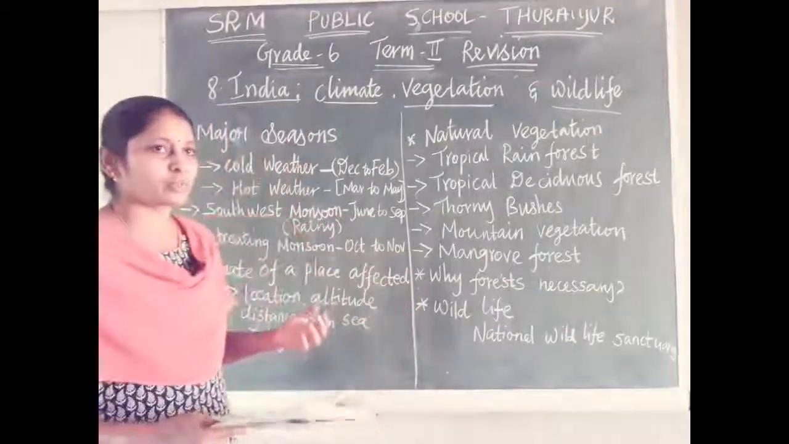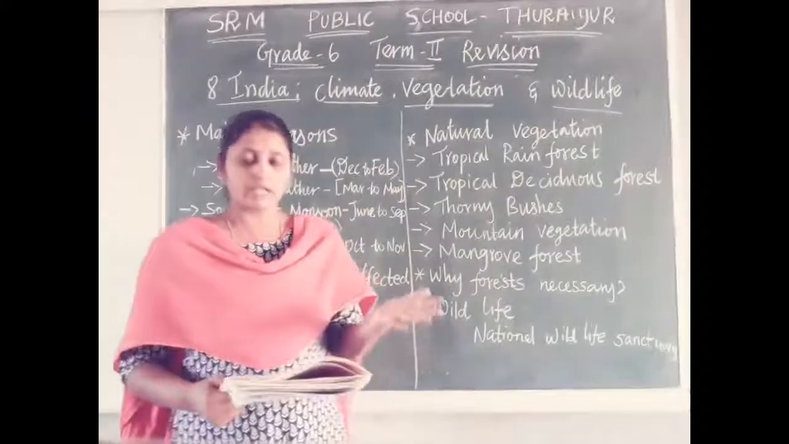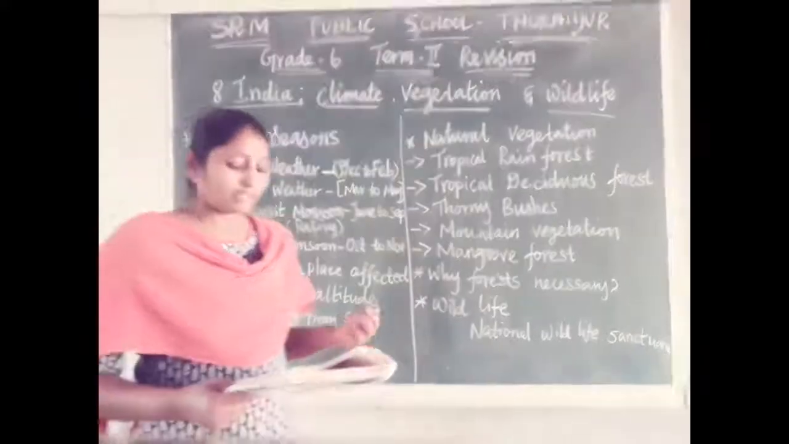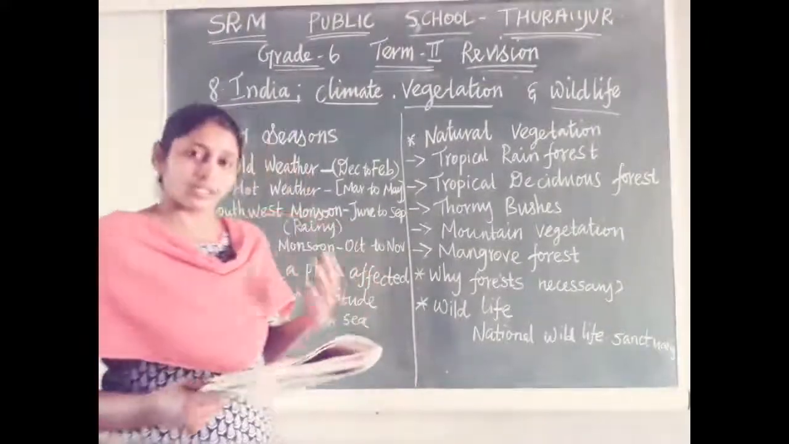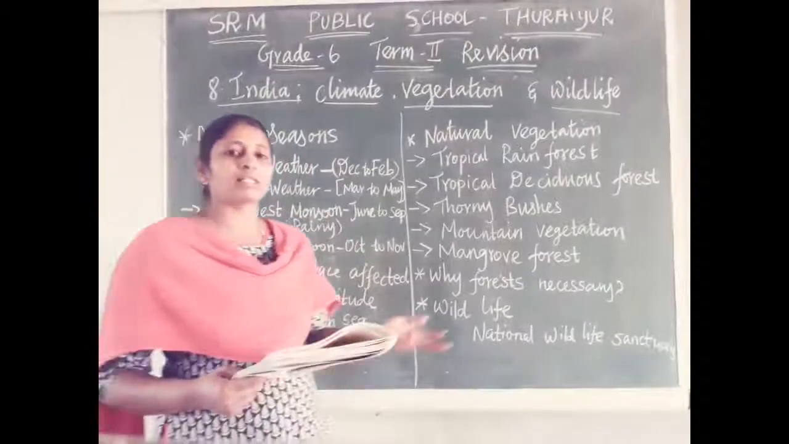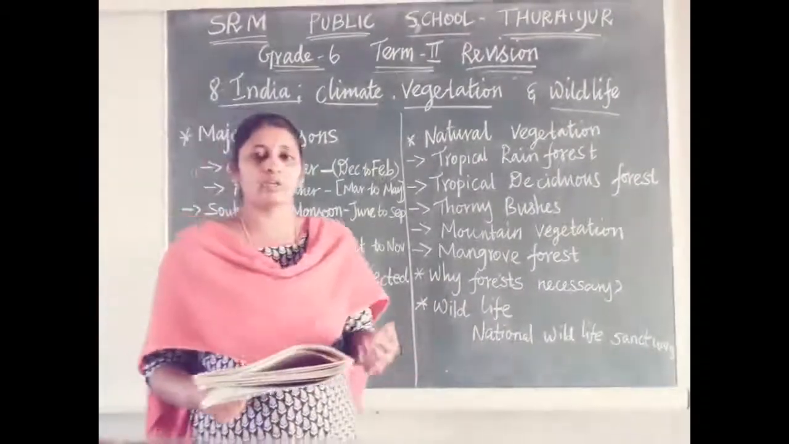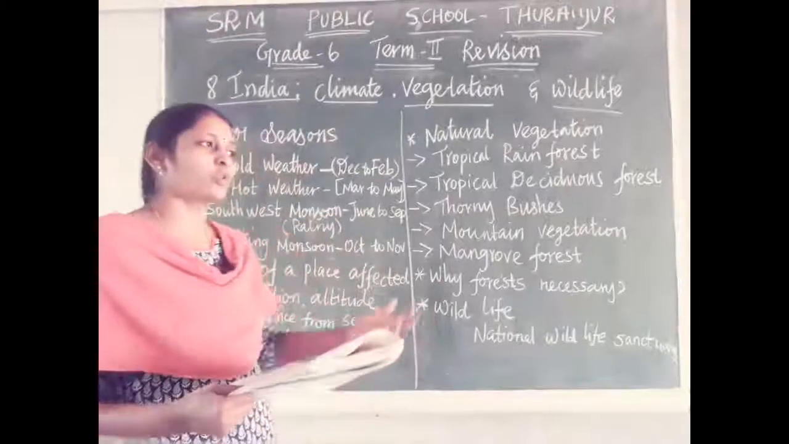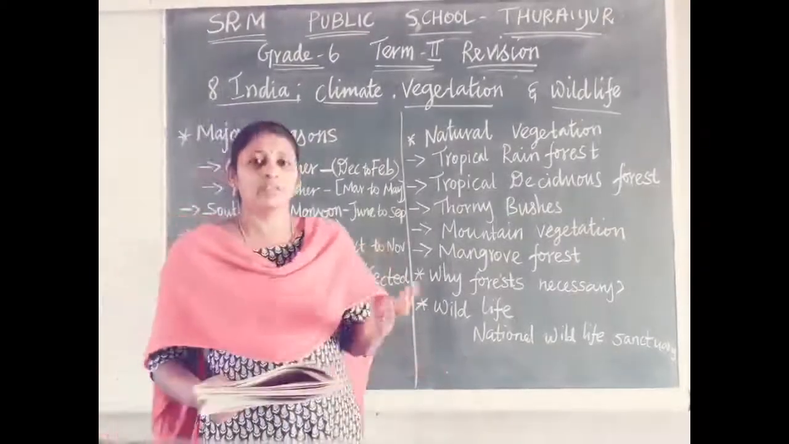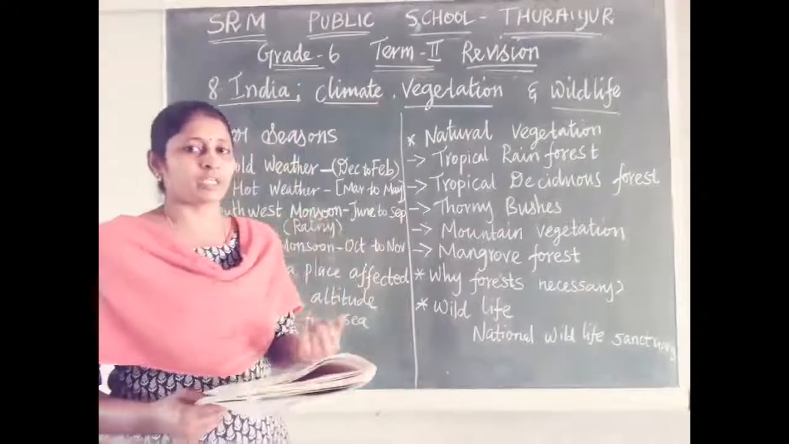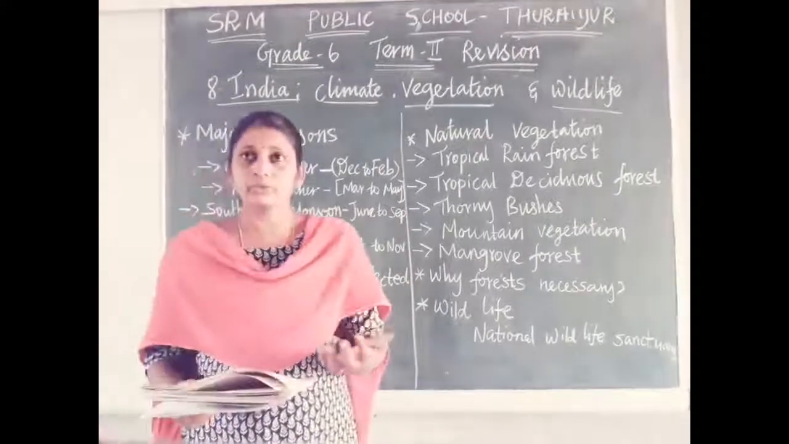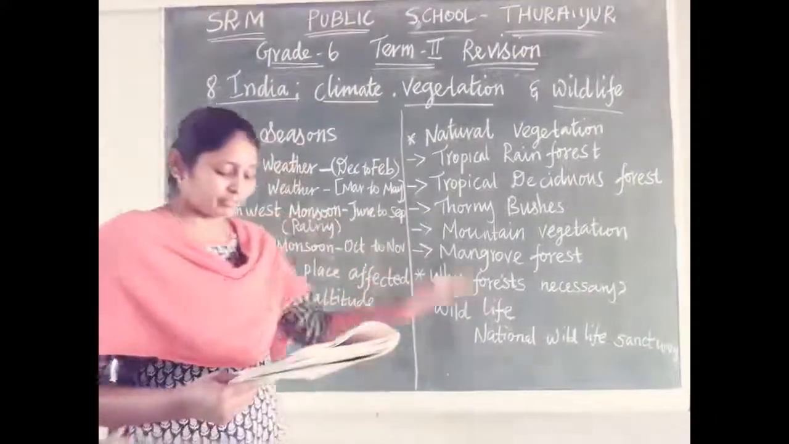Forest produces a lot of oxygen, and in forest we get many medicine-rich plants, and it gives shelter for many animals, birds, even for people also. Some fodder for those who are rearing animals like goat, sheep or cow, those animals need some food. So that food we are getting from the forest.